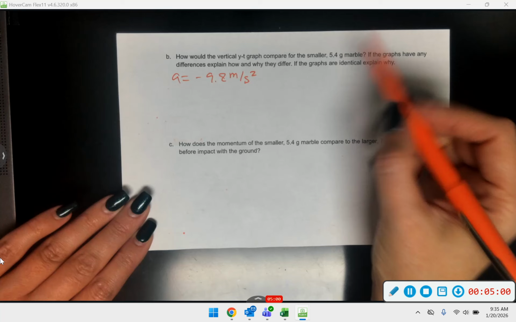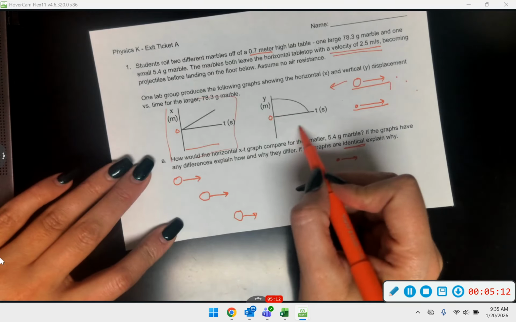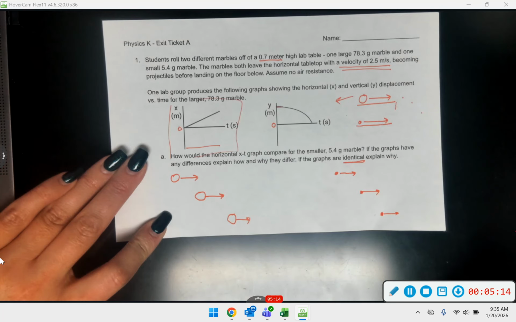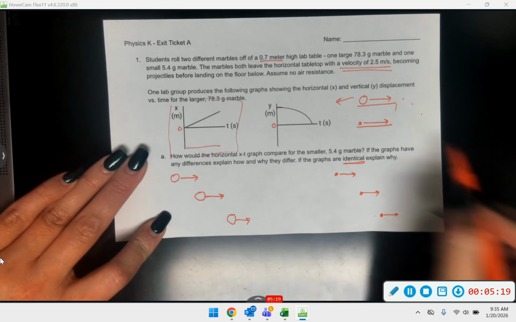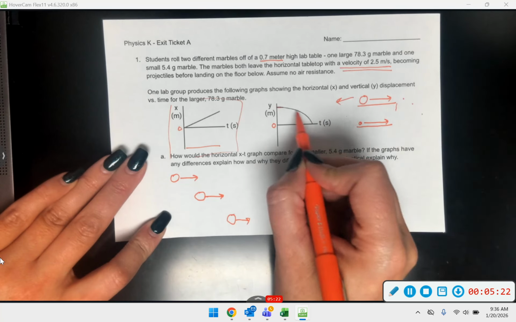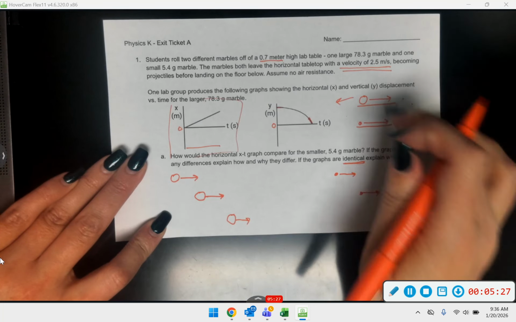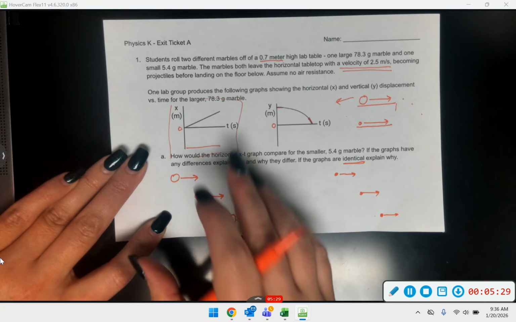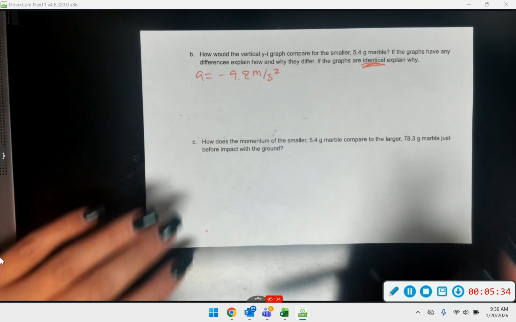All right, so again, the graphs will be identical. And again, it's because the mass has no effect on the rate at which the object falls. And so it's going to fall at the same rate. We're looking at this graph now, but it's still going to start out at rest vertically because it's on a horizontal surface. It has no vertical motion until it leaves that surface. And then as it falls, its slope is going to get steeper because it's going to speed up. But they're both going to speed up, and they're both going to speed up at the same rate. This rate right here. Okay, so that's what you should have said in B.